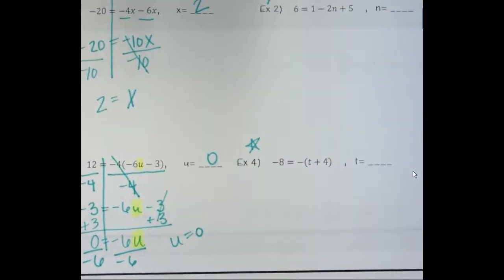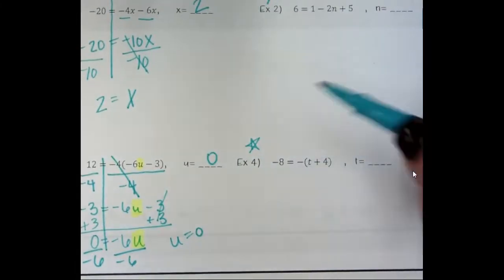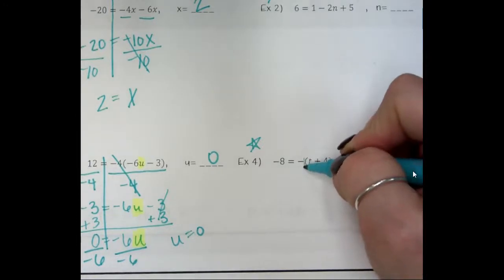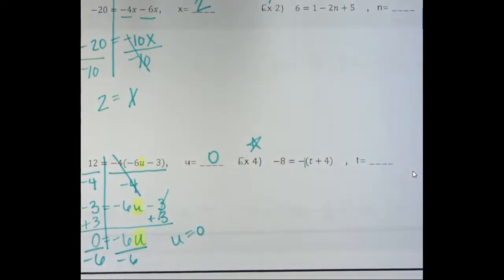All right. You have a negative out here. Just a quick reminder, that's the same as a negative 1. So you can distribute it, or you could maybe divide it like we did over here with our negative 4. I'll let you choose.